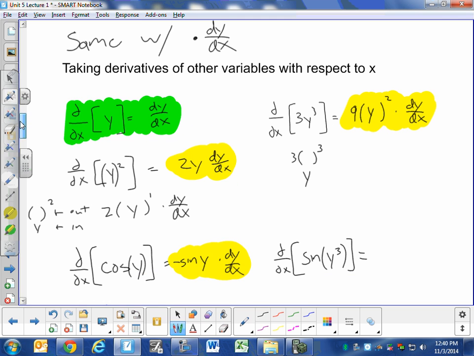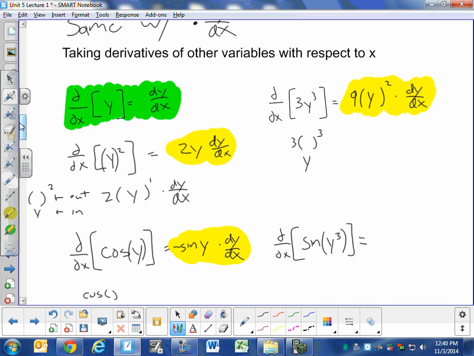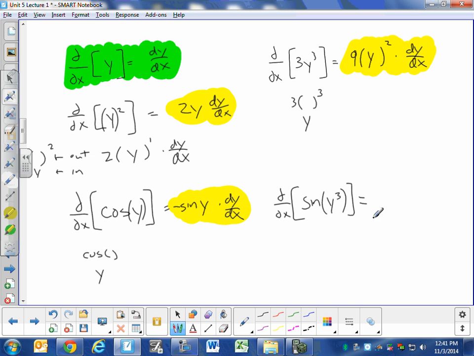Okay, one more with just y's, and then we'll talk about stuff with x's and y's. So do that one, sine of y cubed. Sharpening up our chain rule. We didn't have many chain rule problems last unit. Well, it's back. Cosine is the derivative of the outside. Leave the inside. 3y squared would be the derivative of the next piece. Dy dx would be the derivative of the last piece.